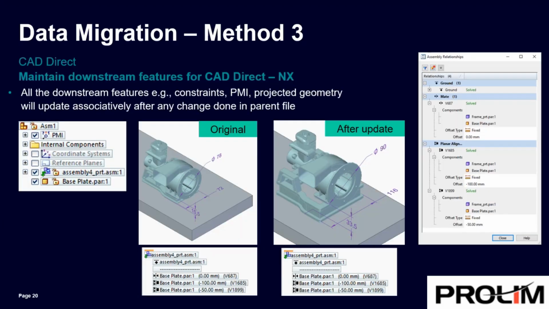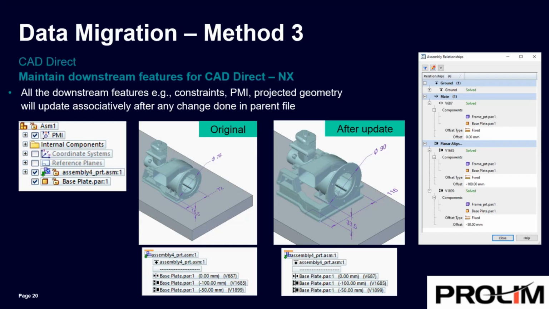And then obviously we can maintain the downstream features for CAD Direct. So this is an NX example. Even though Siemens owns both Solid Edge and NX, they are different file types, even though they're both Parasolid. But if we have an NX file and we've pulled that into our Solid Edge assembly using that CAD Direct function, if that NX file changes and that NX file has PMI associated, even the PMI will update along with the geometric changes that happen to the part. So even that PMI is adjustable and accessible from within the CAD Direct command.